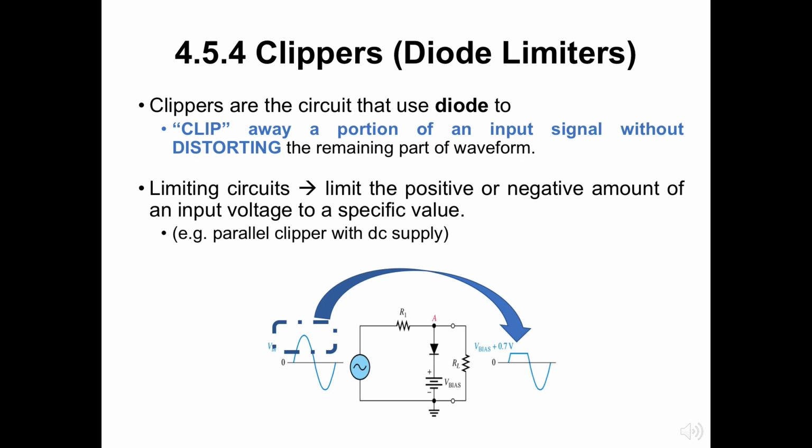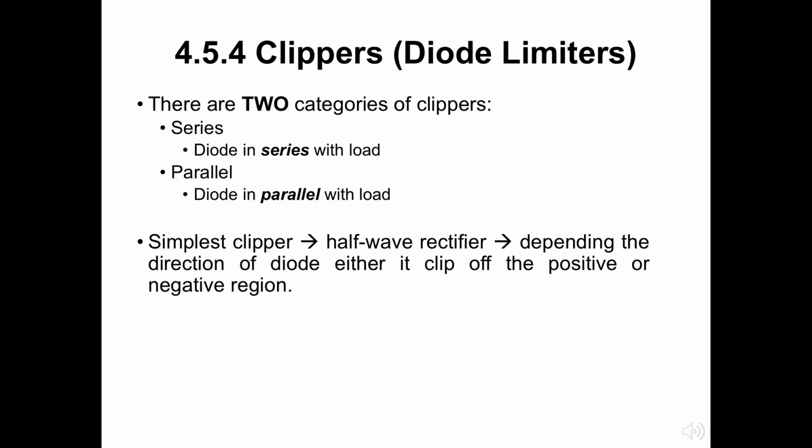Here is one basic example of the clipper. This top area of positive pulse in the sine wave was cut by the clipper. There are two general categories of clippers: series and parallel. The series configuration is defined as one where the diode is in series with the load, whereas the parallel variety has the diode in a branch parallel to the load.